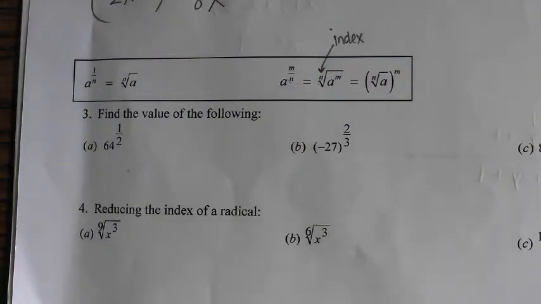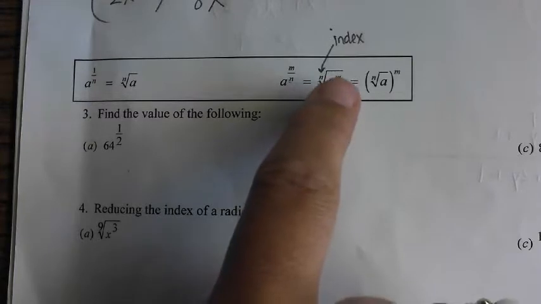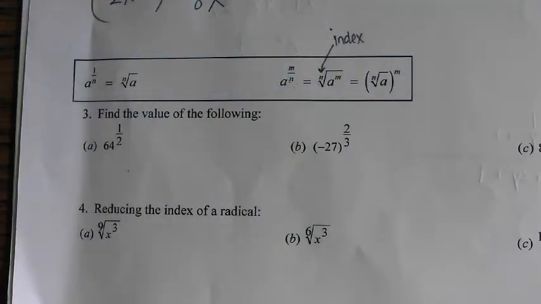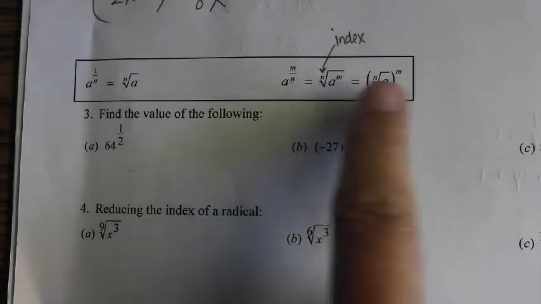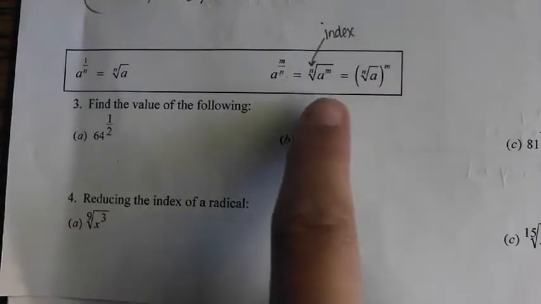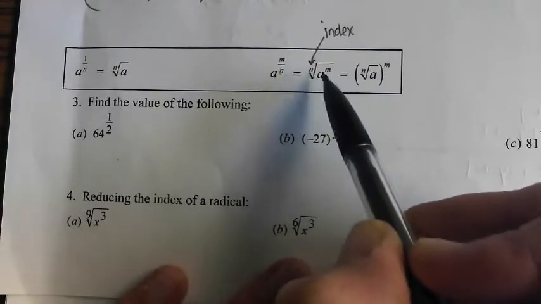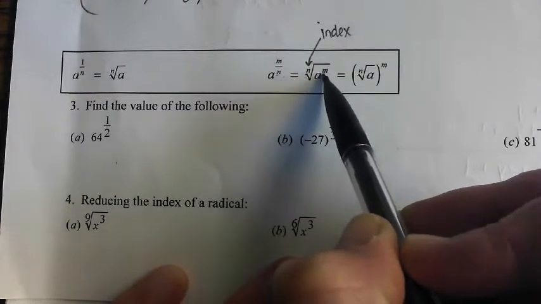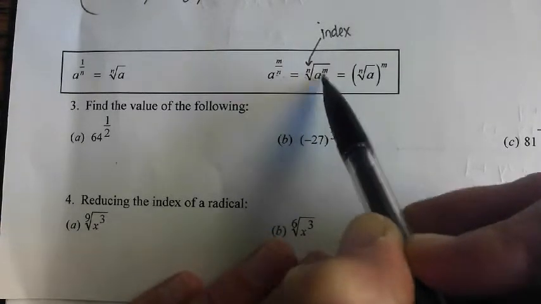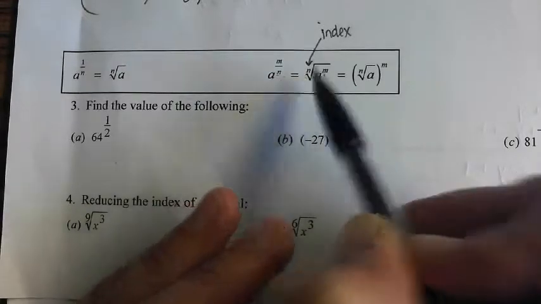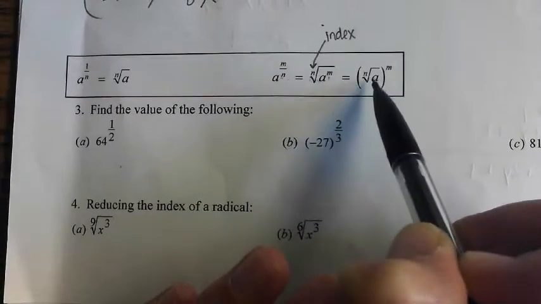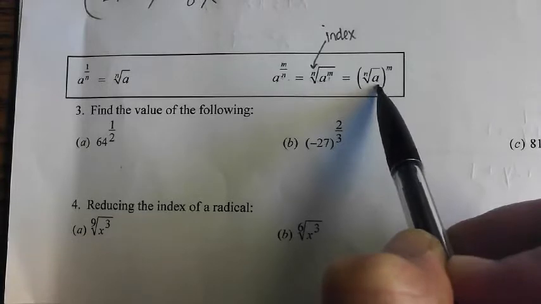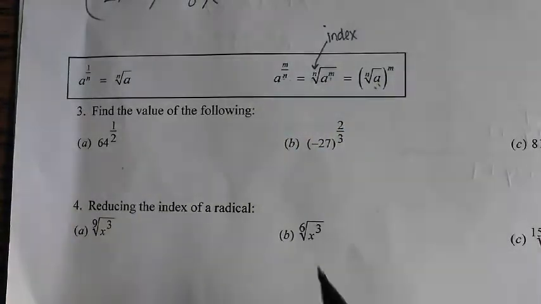And then the numerator is just the power on the base underneath the radical. And what you see here is actually that it can be done in either order. Based on the way this first one is written, you would raise a to the m power first, order of operations, and then you would take the nth root. The way this one is written, you would take the nth root of the base first, and then raise that new base to the m power.